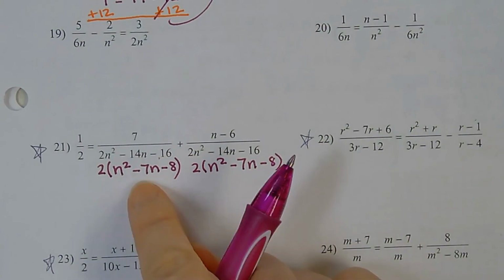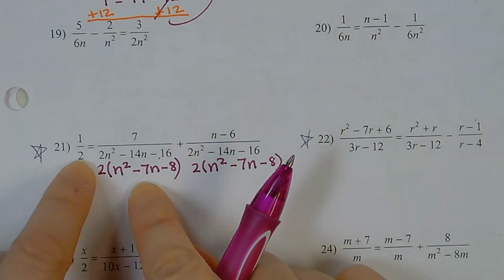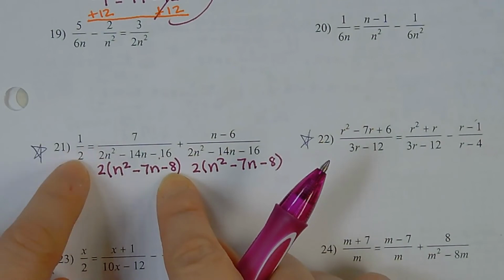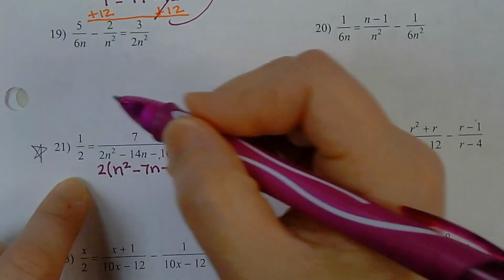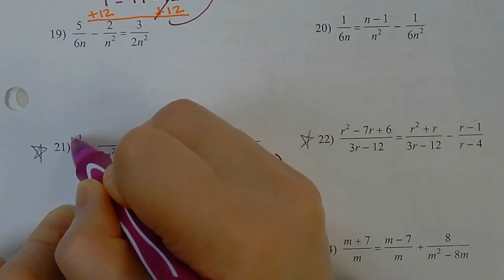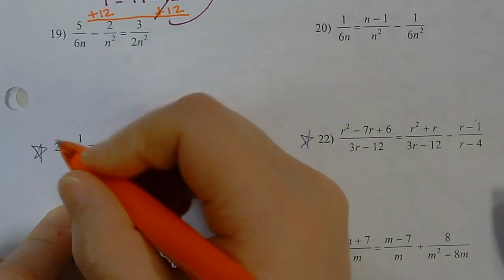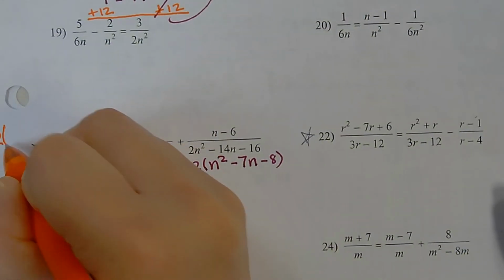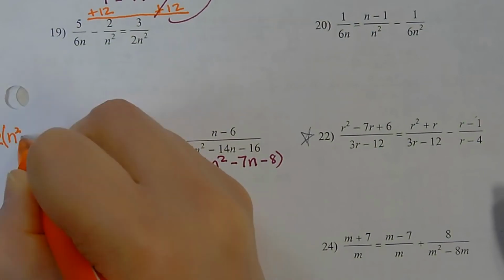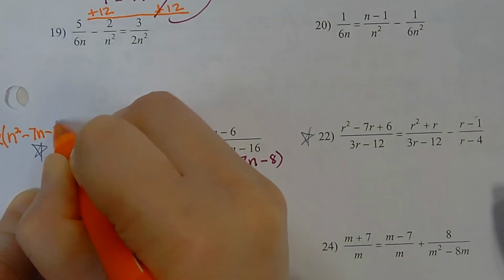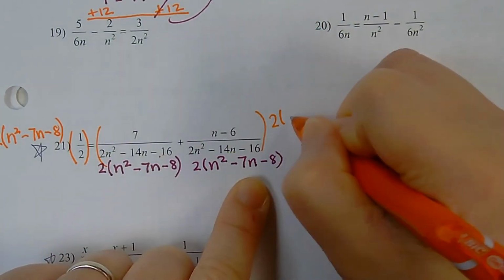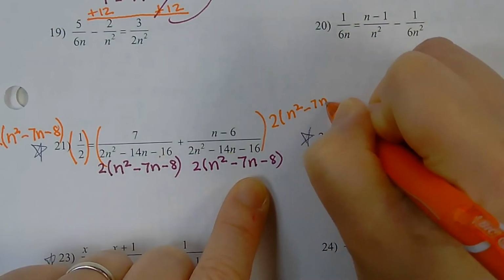I would factor more, but I'm not going to, because all I know on the left-hand side is just a 2. So I know that I'm going to be multiplying by a 2 for sure, plus all this. The 1/2 doesn't have any other variables, so I'm going to make my life a little bit easier. I'm going to multiply the left-hand side by all of this: 2 times n squared minus 7n minus 8. Over here on the right-hand side as well: 2 times n squared minus 7n minus 8.